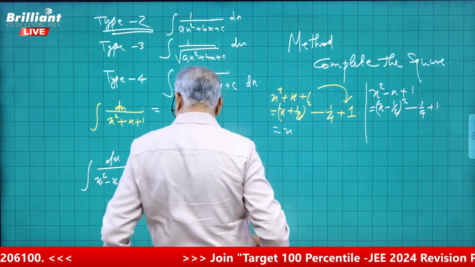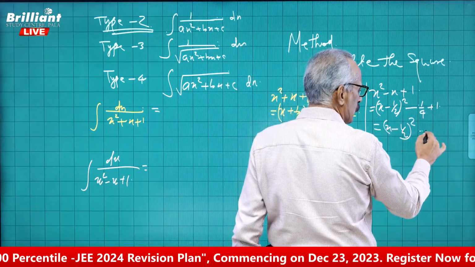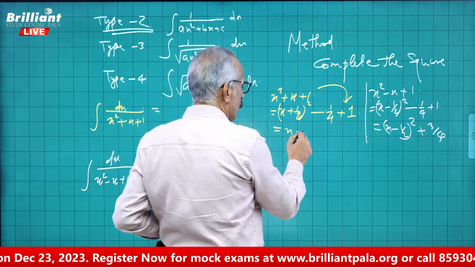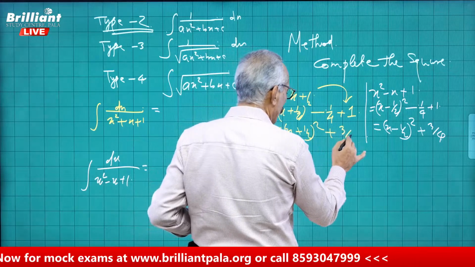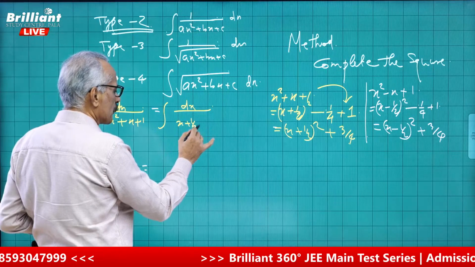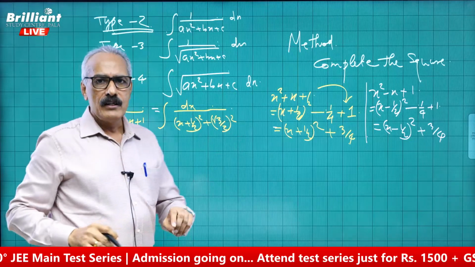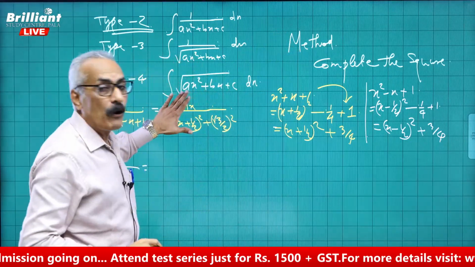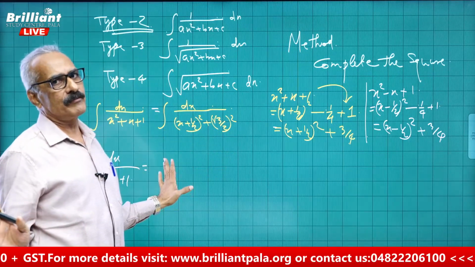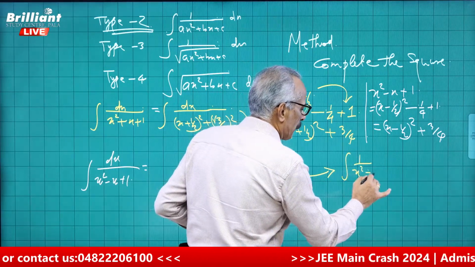This is equal to x minus 1 by 2 the whole square, 1 minus this will become plus 3 by 4. And this will be x plus 1 by 2 the whole square plus 3 by 4. Now the integral is dx divided by x plus 1 by 2 the whole square plus root 3 by 2 the whole square. Take your formula strip: 1 upon x square plus a square. X means first degree, x plus 1 by 2 first degree, the whole square. So this is nothing but integral 1 by x square plus a square.